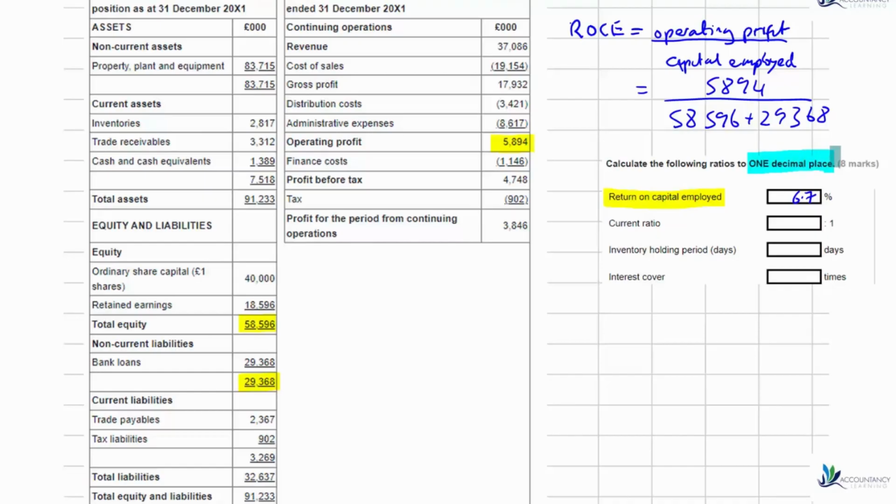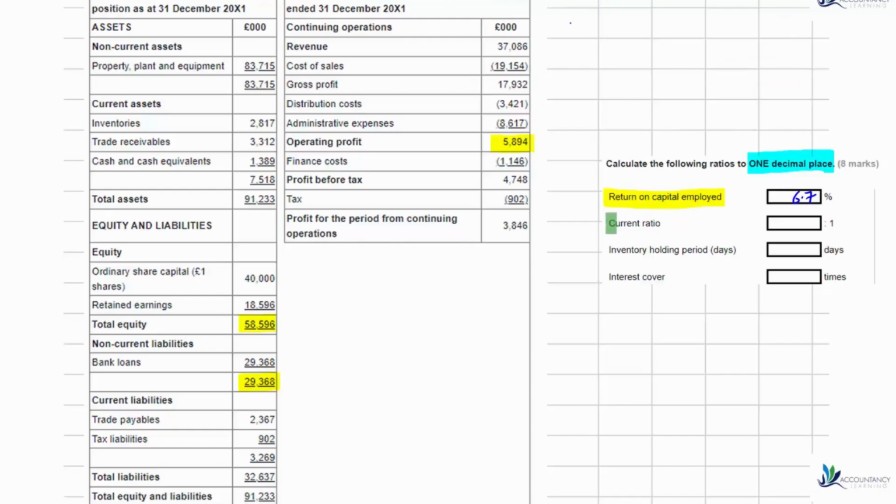The computer is marking your answer here. So if you put it to a different number of decimal places, then the computer will not recognize your answer and you will not score your mark. So it's really important that you follow the instructions given to you in your assessment.